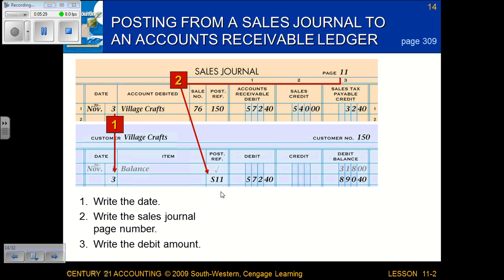The third step is you want to write the debit amount. This is just copying straight from the accounts receivable debit column in the sales journal down to the debit column on your ledger page.